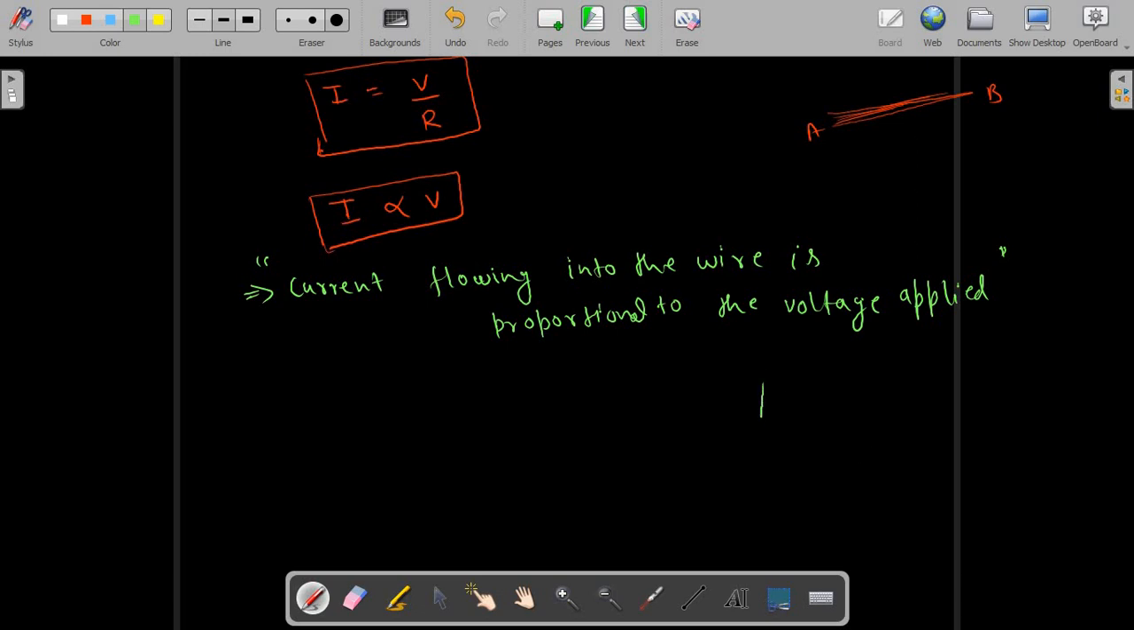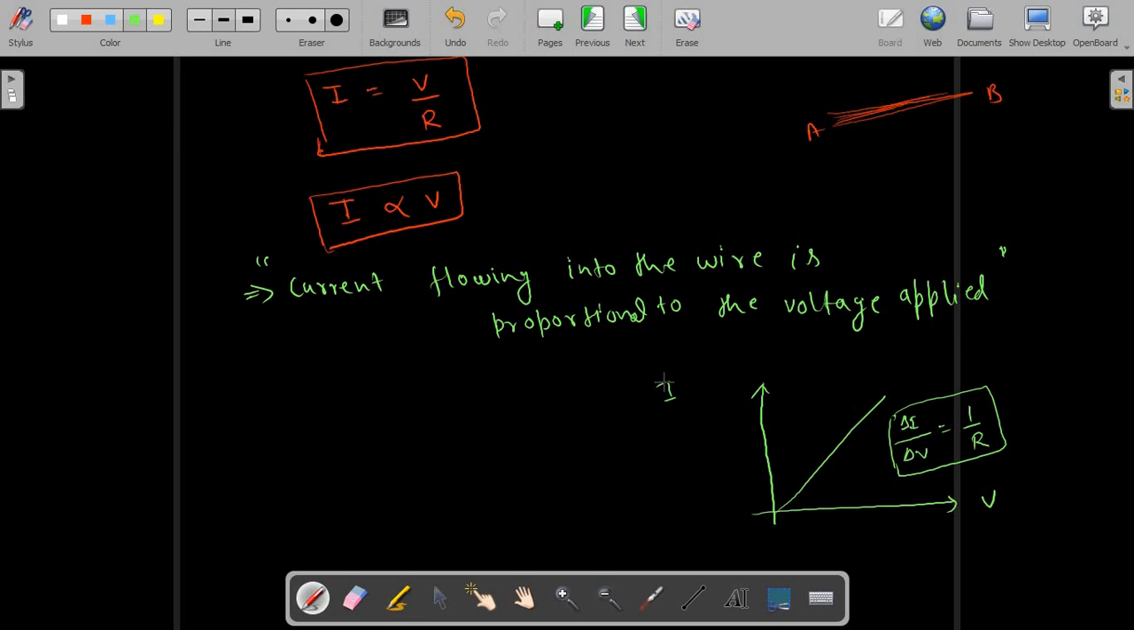If we make the diagram of I against V, since they are directly proportional, we'll get a straight line. Delta I over delta V is equal to 1 by R, which is a constant quantity. That is why we see a constant slope, and the graph is linear.